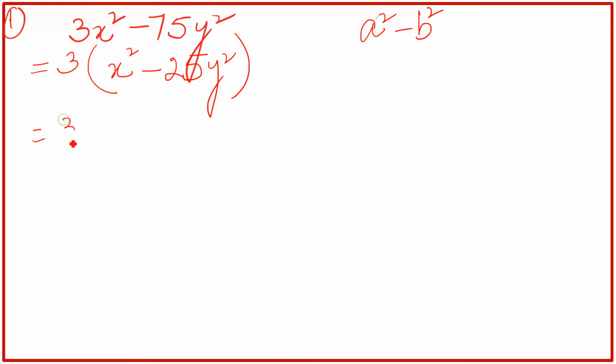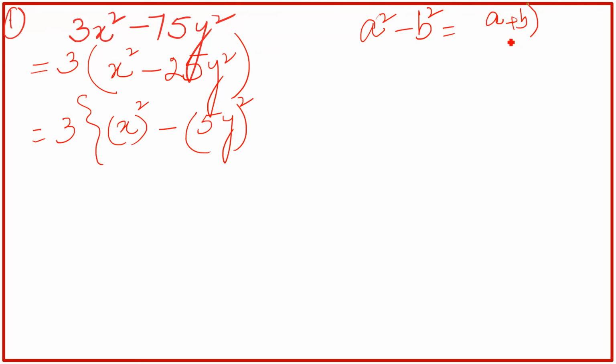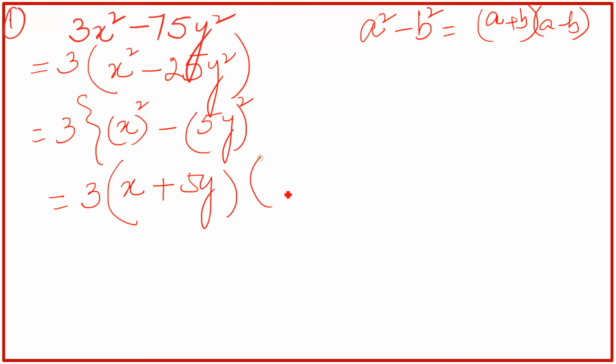So 3 is common. Now you can see we can make the square of the first term and then negative the square of the second term. So this is a and this is b. A square minus b square. One time you have to write with the positive, one time with the negative. But do not forget to write 3 because 3 is common. x is a, then one time in the positive sign with b, 5y, and one with negative, and this is the answer. If you multiply this again, you will get the same thing.